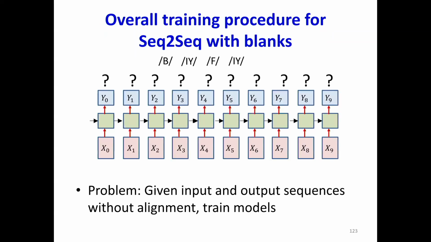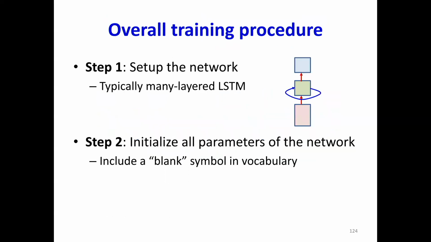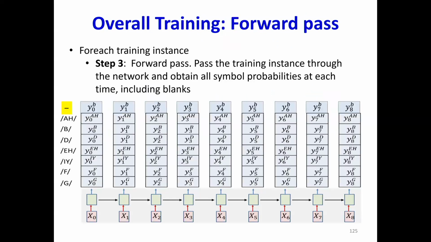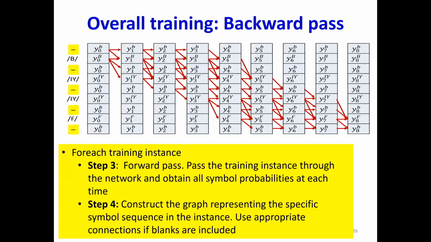So for the overall training, you would now be given an input of this kind with the symbol sequence. You would be adding the blank to your vocabulary, keeping in mind that the blank is an empty sequence, an invisible symbol. And then you'd initialize your model. The model is going to generate probabilities for all of your symbols, including the blank. Then for every training instance, when you perform a forward pass, you get all of these probabilities. Then you would compose this graph, which also now has the blanks, the invisible blanks.